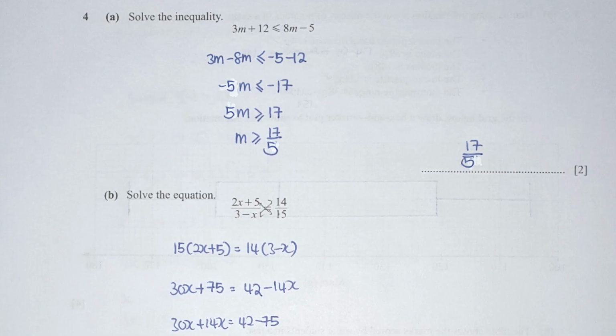As for question 4, this is actually an inequalities question. All I did was to shift the 3m minus 8m less than or equals to negative 5 minus 12. So through this, you will get negative 5m less than or equals to negative 17. 5m more than or equals to 17. So m will be more than or equals to 17 over 5. If you were to write it in a mixed number, it will also be accepted.